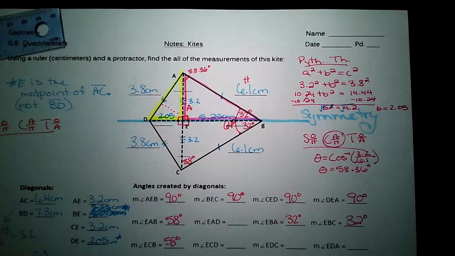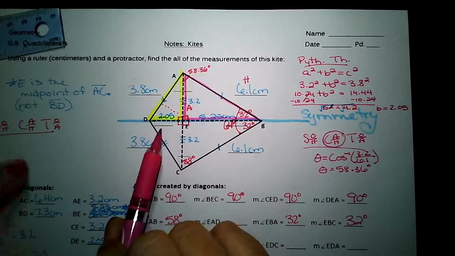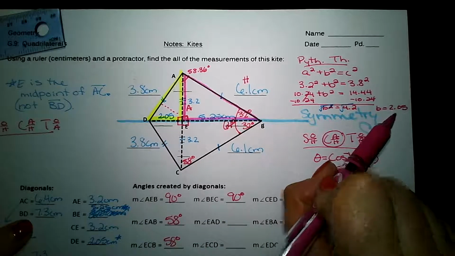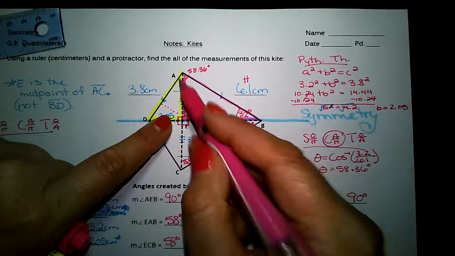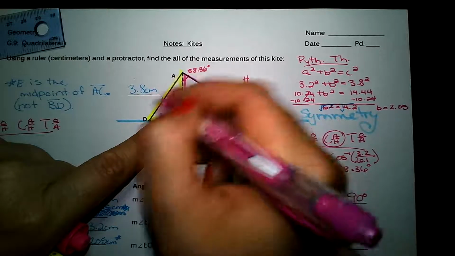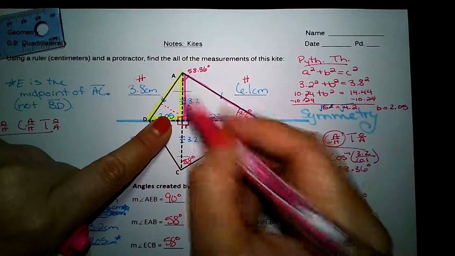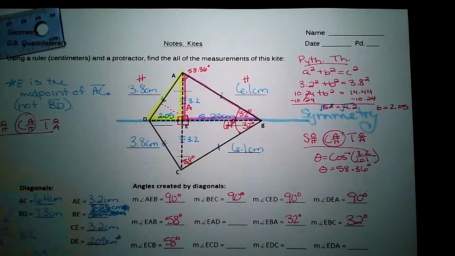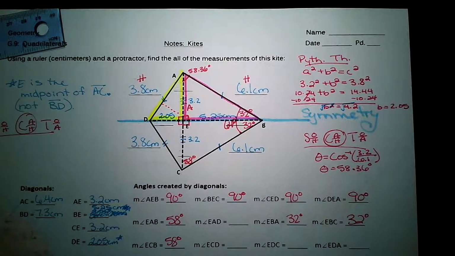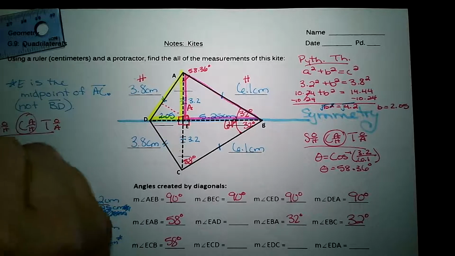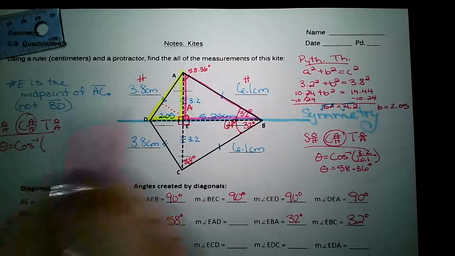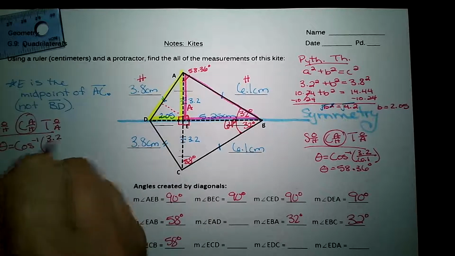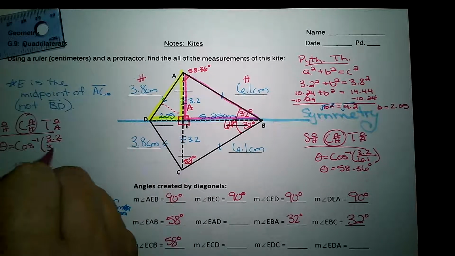Okay. Now, remember, we did Pythagorean theorem to get the 2.05. So I don't want to use that one. I think I want to use the 3.2 and the 3.8 that I measured, which is another cosine problem. I'm trying to find an angle measurement, which means I need the inverse of cosine. Anytime I want to find an angle, that's the inverse of cosine. Cosine calls for the adjacent length, which is 3.2, over the hypotenuse length, which is 3.8.